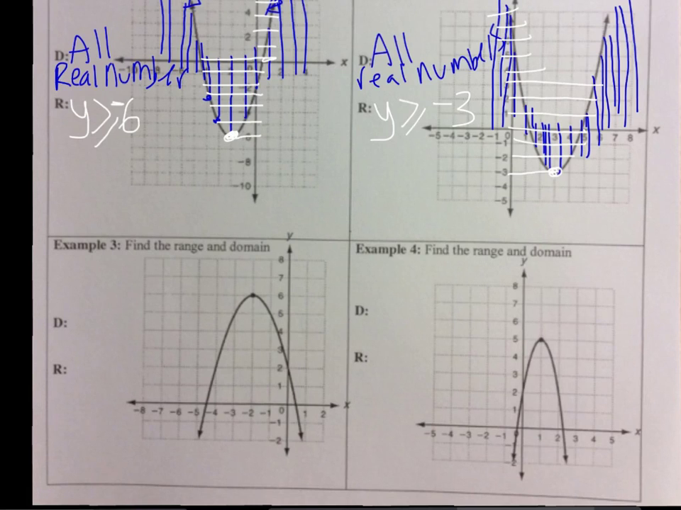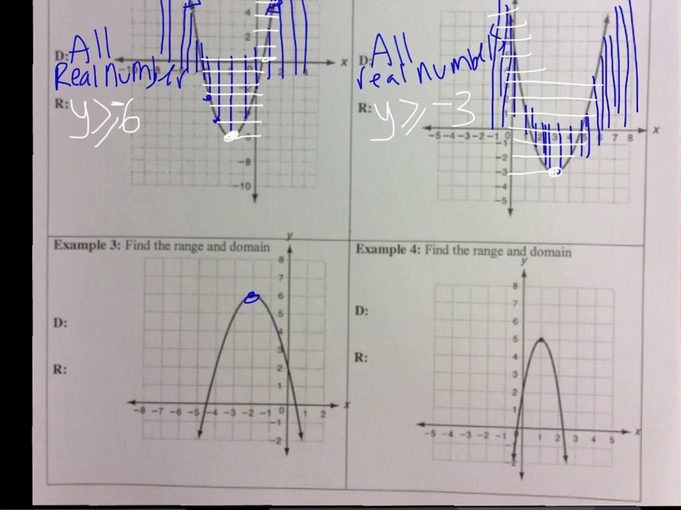Alright, so let's move to example 3 and find the domain and the range. Let's start with the domain again. Just another reminder, domain is all the x values that go into a quadratic function. So I am going to start at the vertex again. That's the point when you come from the left, come from the right, and then meet at the peak.